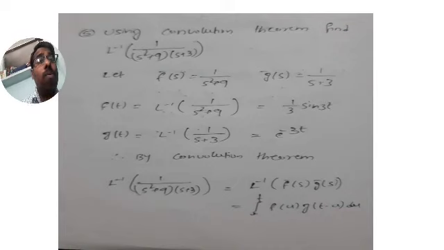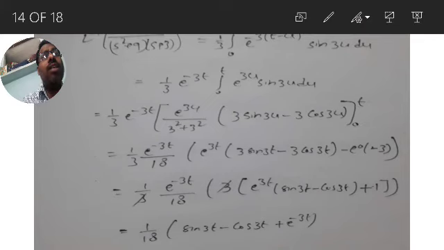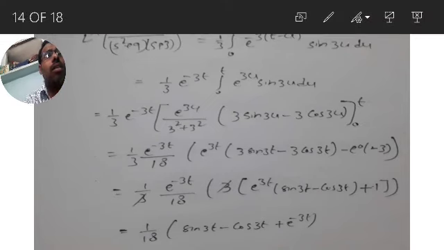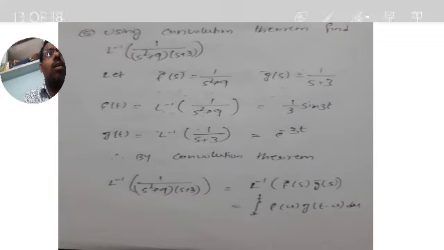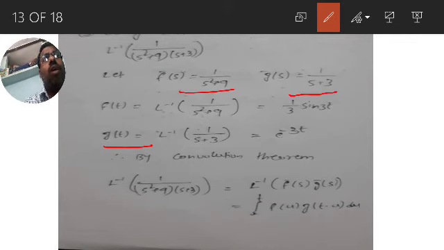Here, what is the simple function? In both of them, 1 by s plus 3 is the simple one. So take g bar of s as the simple function and f bar of s as the other. So L inverse of 1 by s square plus 3 square is 1 by 3 sin 3t, and L inverse of 1 by s plus 3 is e power minus 3t.